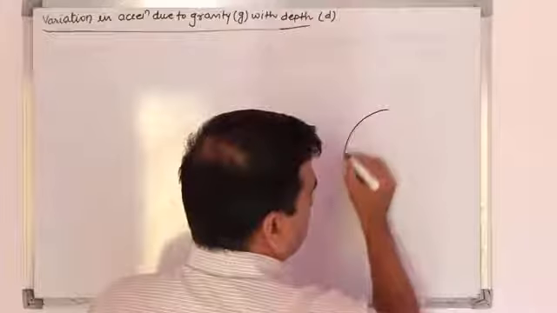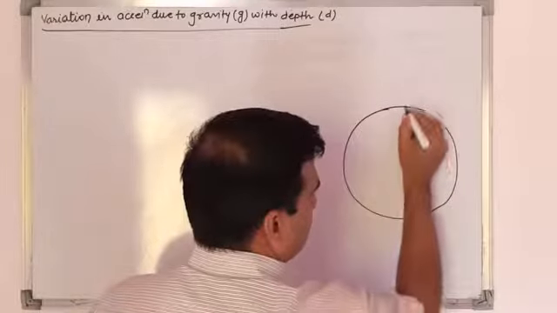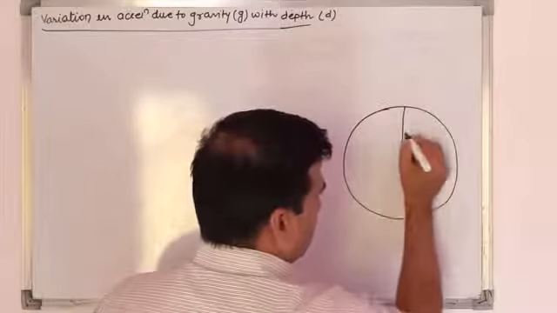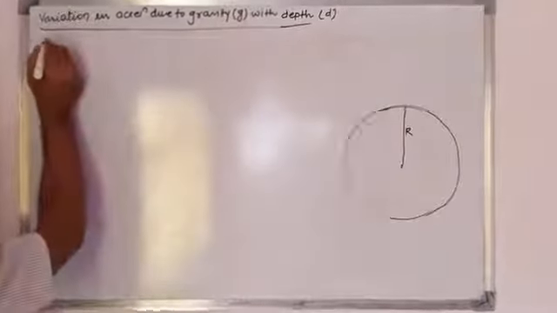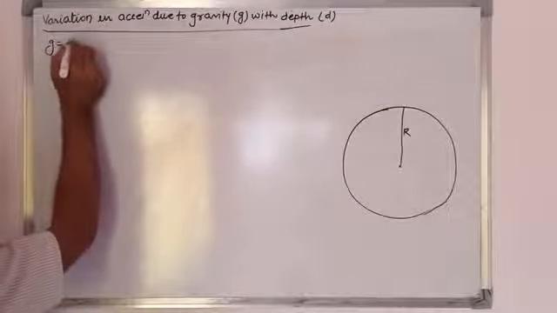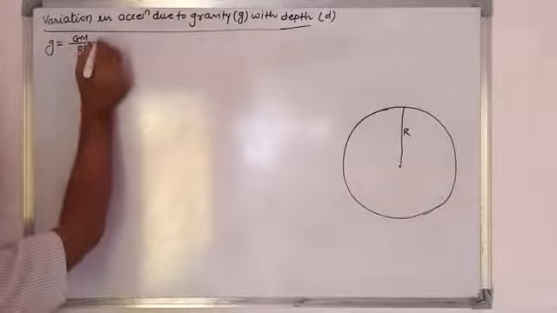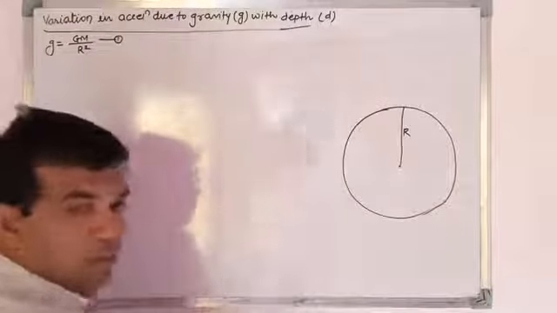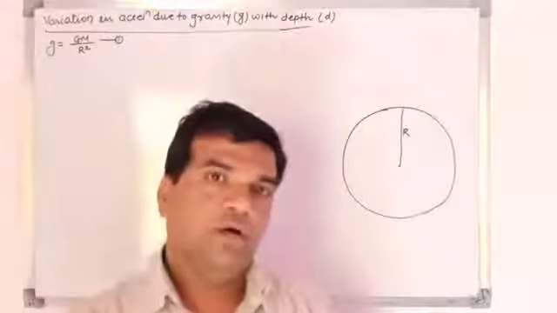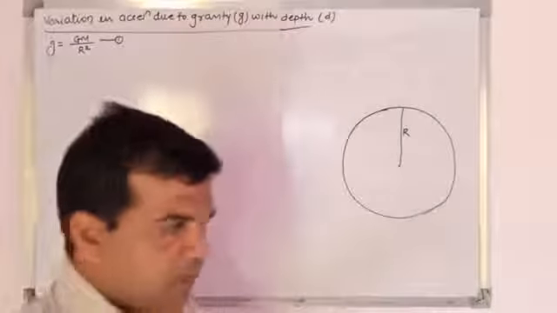Now suppose this is Earth, this is the center, and this is the radius of Earth, r. Therefore on the surface of Earth, g is equal to GM upon r square. This is equation number 1. Now we have to determine the effect of g in depth.